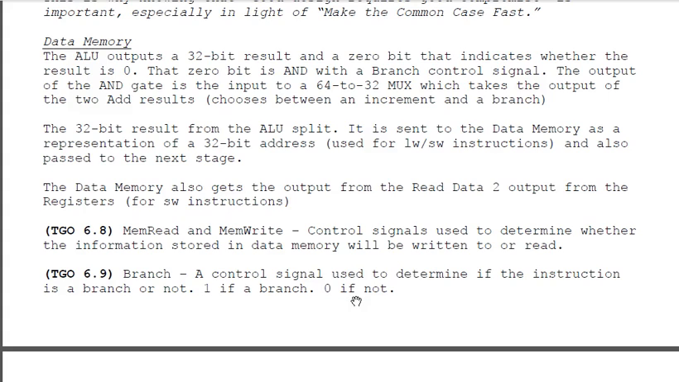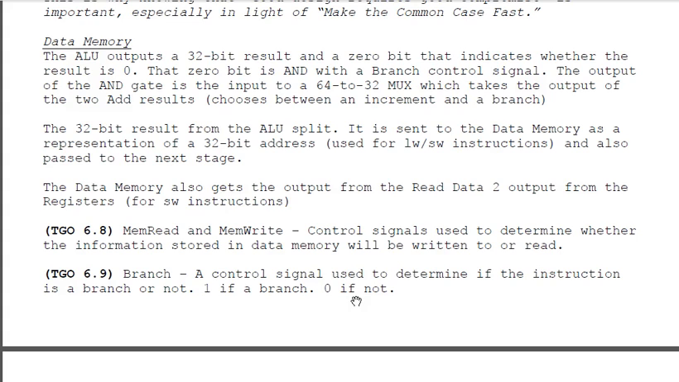In order to do this, we actually need three different control signals. Memory read and memory write are control signals used to determine whether the information should be stored in data memory, will be written to, or read. So if memory read is 1, what does that mean? If memory read is 1, are we reading through memory or writing to the memory? If memory read is 1, we're reading. If mem write is 1, are we reading or writing?